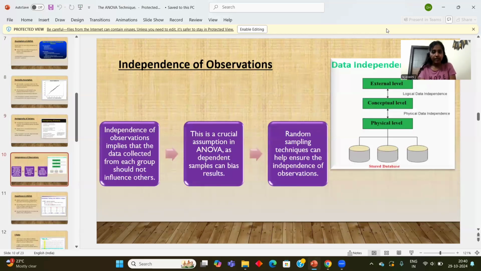Independence of observations. Independence of observations implies that the data collected from each group should not influence others. This is a crucial assumption in ANOVA as dependent samples can bias results. Random sampling techniques can help ensure the independence of observations.